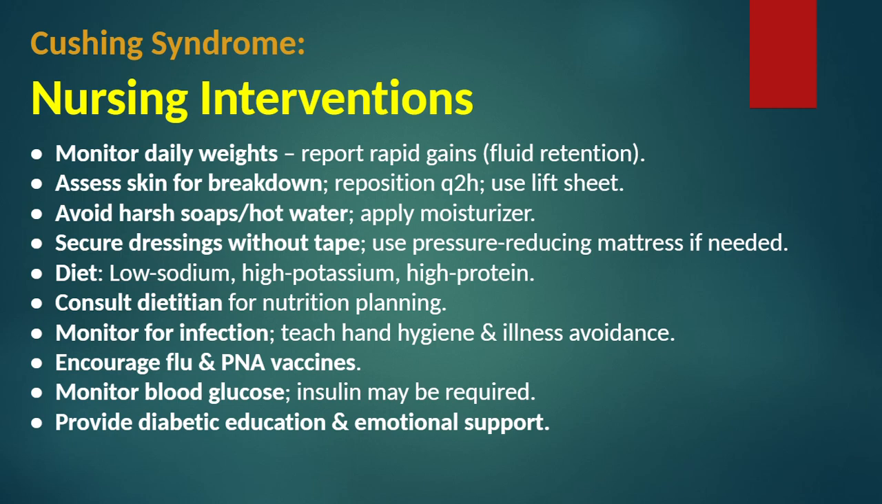Nursing interventions for Cushing syndrome. Patients with Cushing syndrome experience fragile skin, fluid retention, muscle weakness, and immune suppression, which all increase the risk for complications. Nursing interventions should focus on skin integrity, infection prevention, fluid balance, and emotional support.